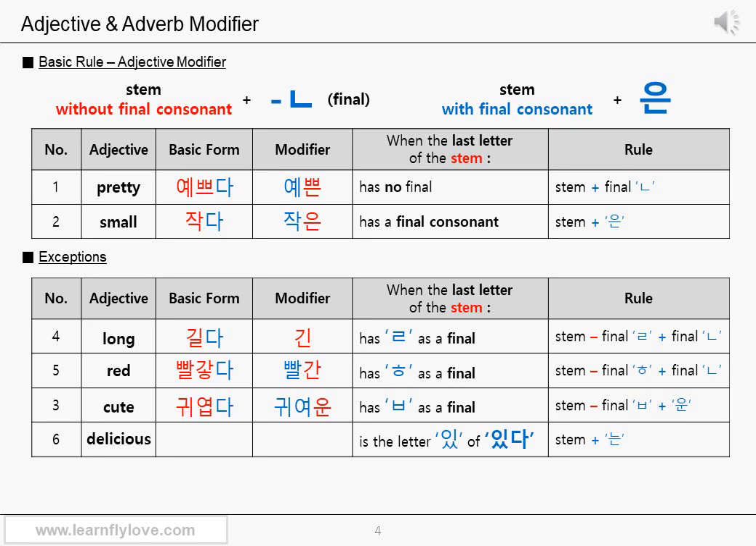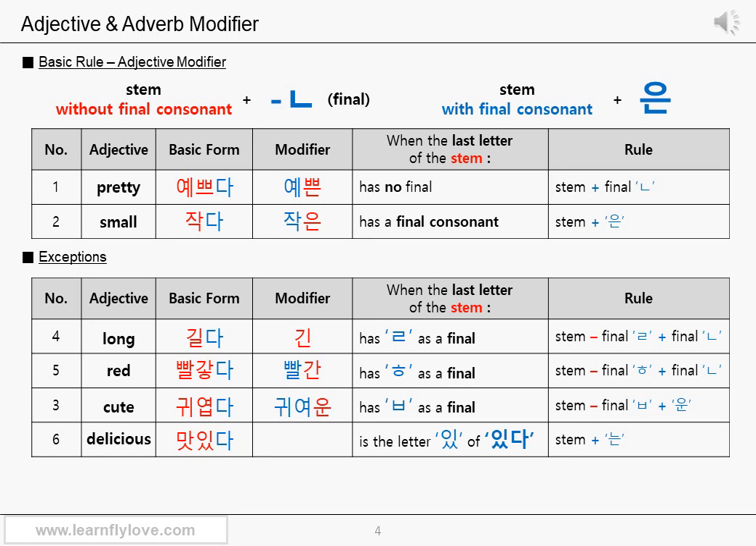Let's see the last one together. The adjective delicious. The basic form in Korean is 맛있다. The Korean dictionary will say it should be pronounced 맛있다, but it's too much for you to learn about it. So it is totally okay to pronounce it 맛있다, as we learned. What is the stem? 맛있 must be the stem.